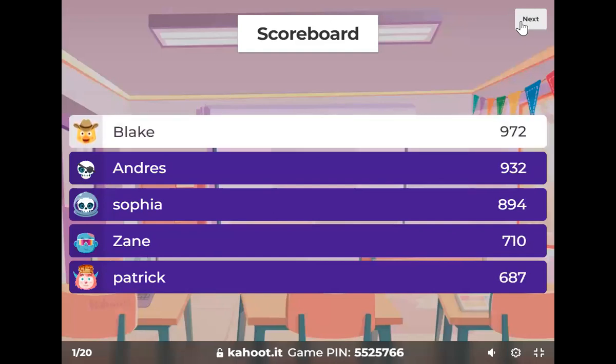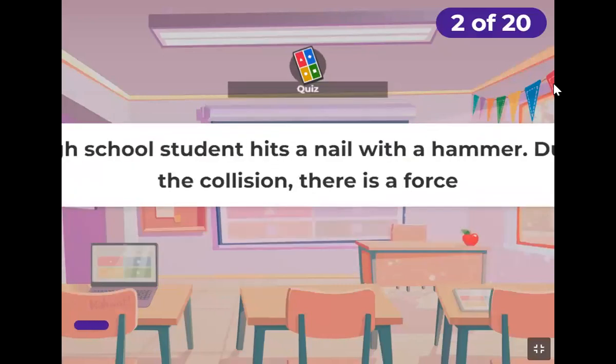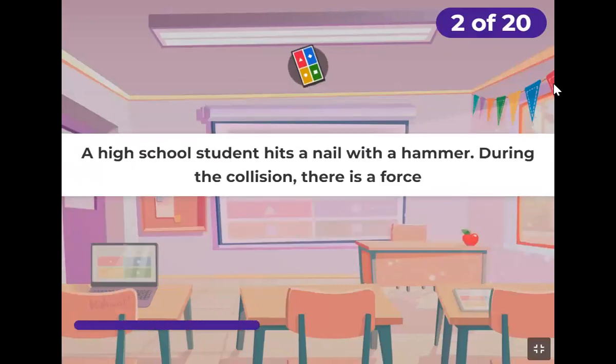All right, Blake, the top spot. A high school student hits a nail with a hammer. During this collision, there is a force.